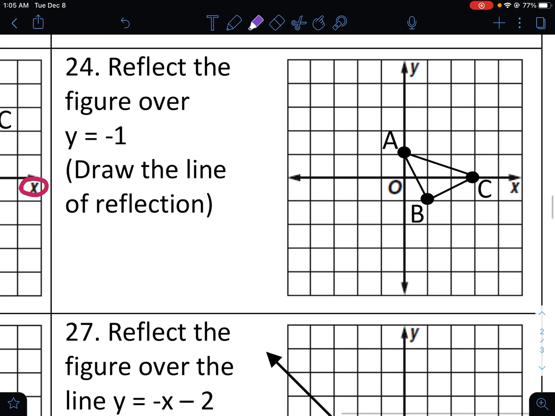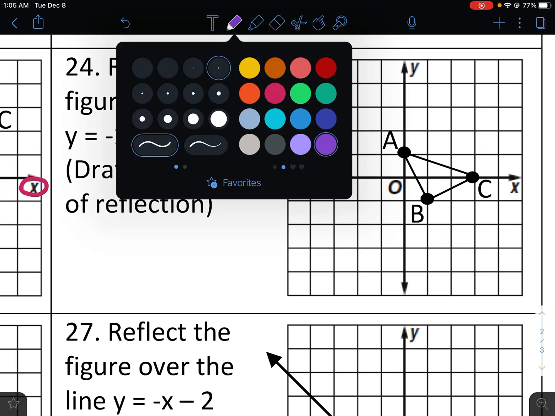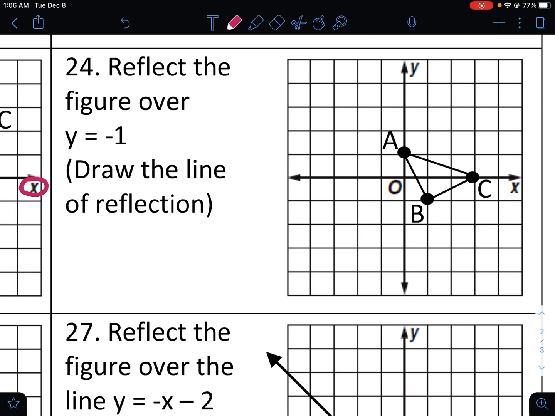All right, number 24, reflect the figure over y equals -1. I'm not going to graph this one for you. Actually, yes, I will, because we have an interesting looking one. So the line of reflection is at y equals -1. Here's y. Look for -1 on the y-axis, which is right there, and then just draw a line through it. Okay, so there's your line of reflection right there.